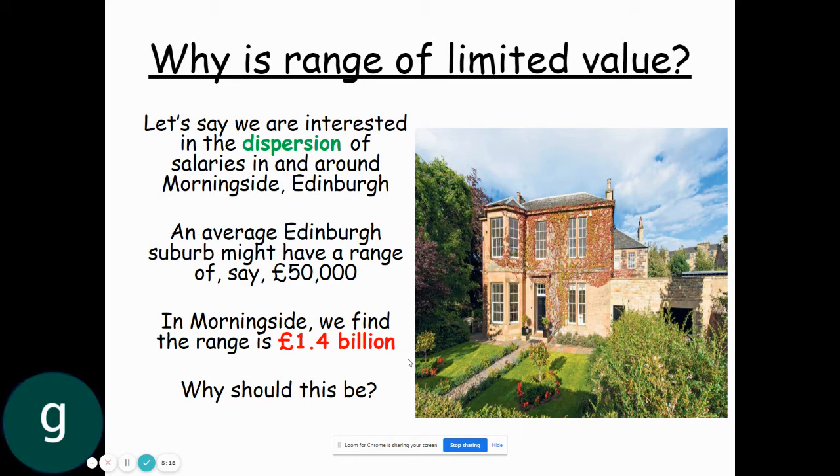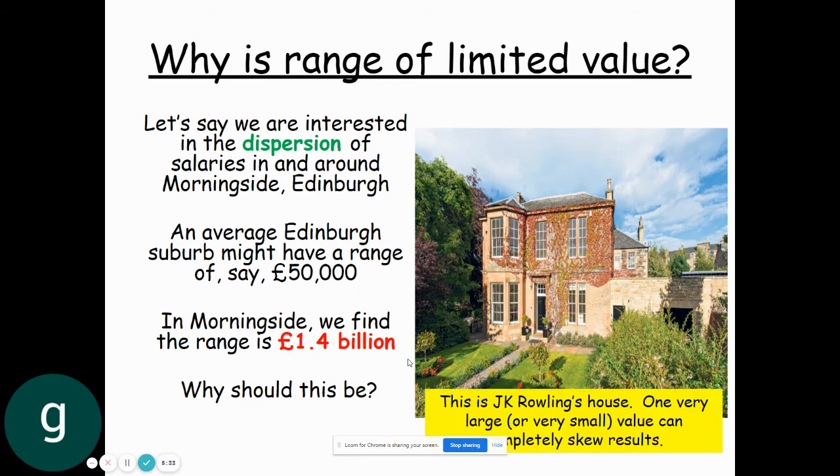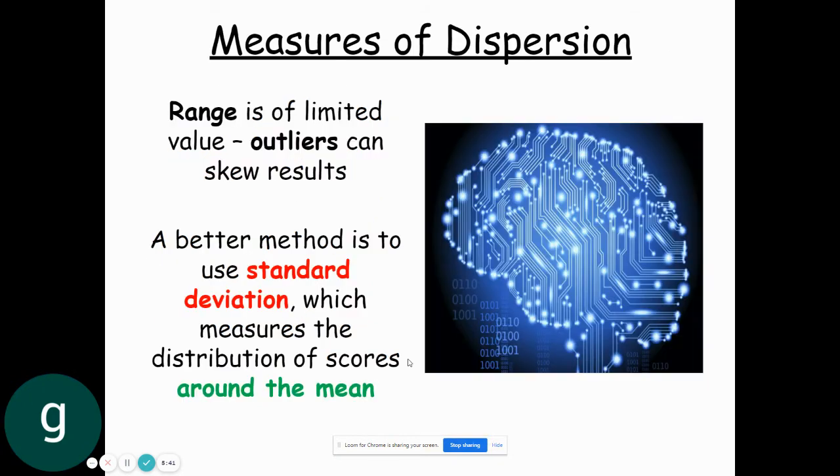If we're looking at the dispersal of salaries in Morningside, a very swish area of Edinburgh, it's where I used to live, not Boston, I'm just saying. An average Edinburgh suburb might have a range of say £50,000, but in Morningside we found a range is 1.4 billion. That probably means that there's some houses there that are incredibly expensive, but there's also probably a more deprived population in Edinburgh. So range is of limited value. Outliers can skew your results.